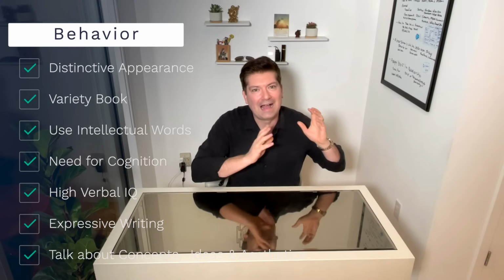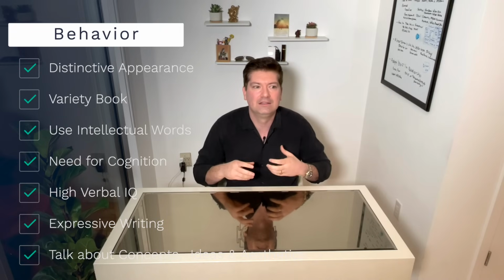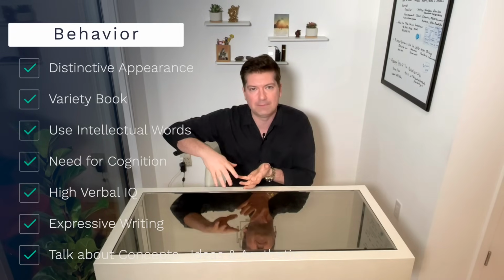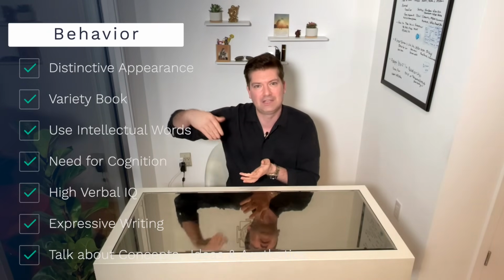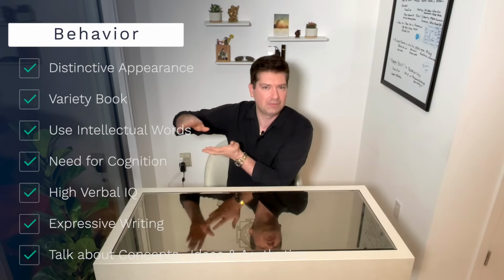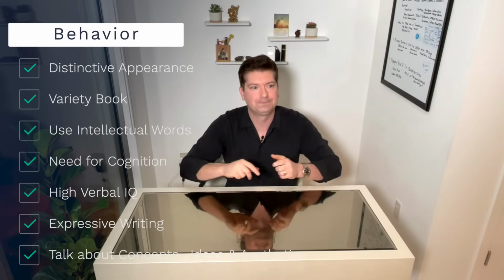They're going to have a high verbal IQ. They're going to explain themselves. They're going to be more expressive in their writing. So if you're online and reading a post that's really expressive and well thought out, and it looks at things from multiple perspectives, and all the other posts are like 3 sentences and this one's like 3 paragraphs, chances are this person's higher in openness.